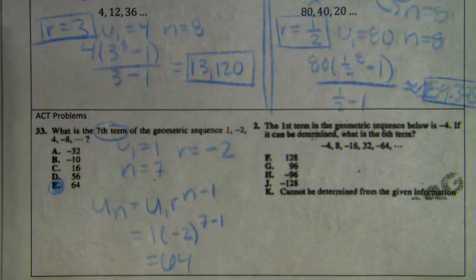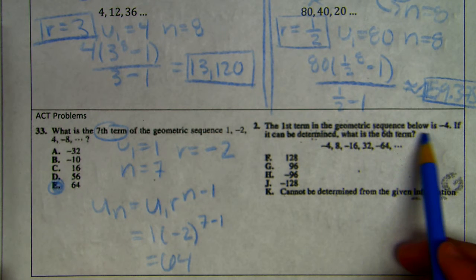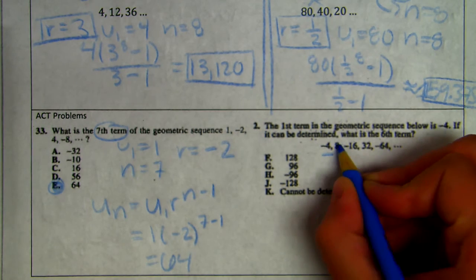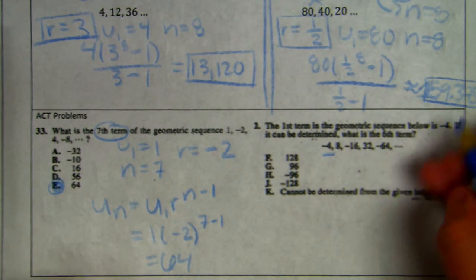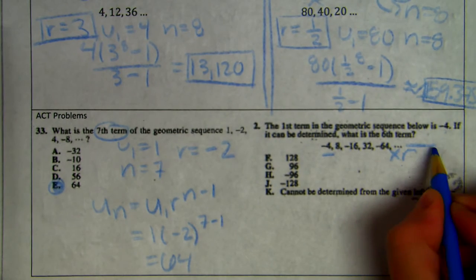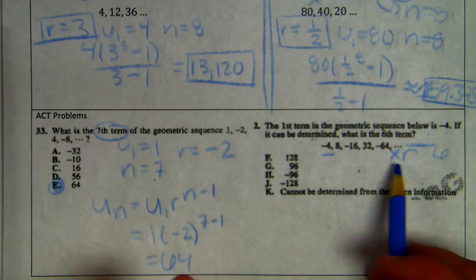Let's look at this next one. So the first term in the geometric sequence below is -4, which it says right here. So what is the 6th term? So we have the 1st, 2nd, 3rd, 4th, 5th. So this is one where we can just multiply by our common ratio one more time and find out the 6th term. So let's figure out the common ratio.